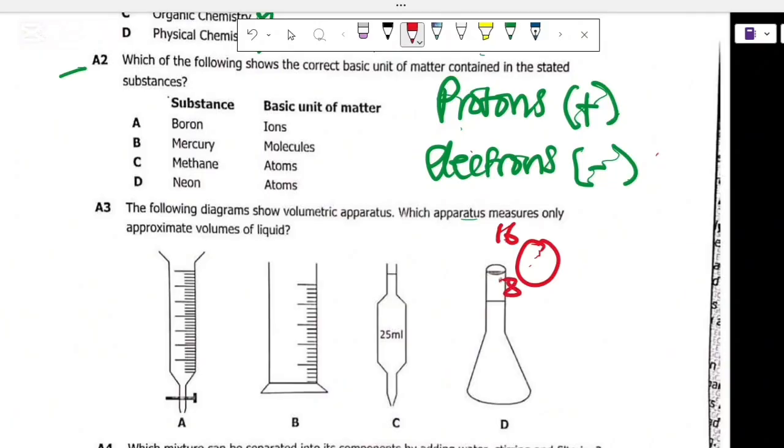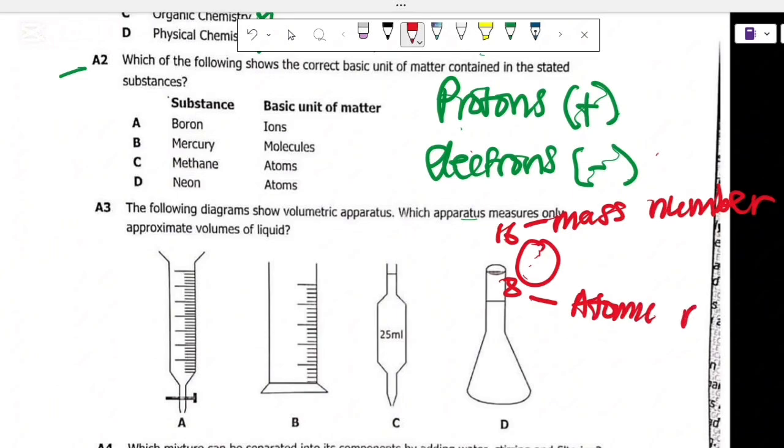Now, I want you to understand that when you are talking about the atomic number, you might find something that is written like this. You have a number on top and a number at the bottom. The number on top is actually called the mass number. So that is called the mass number. And the number at the bottom is actually called the atomic number.